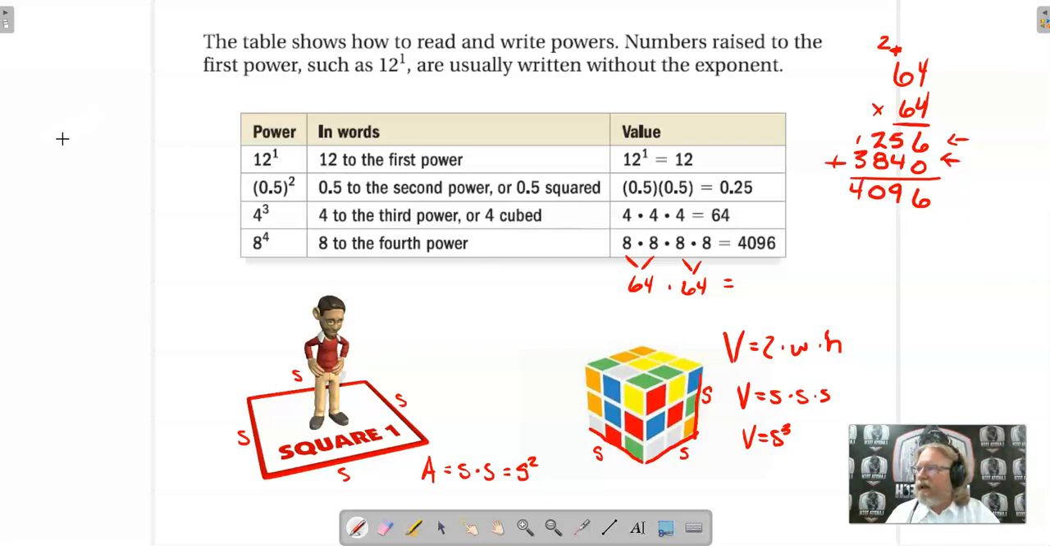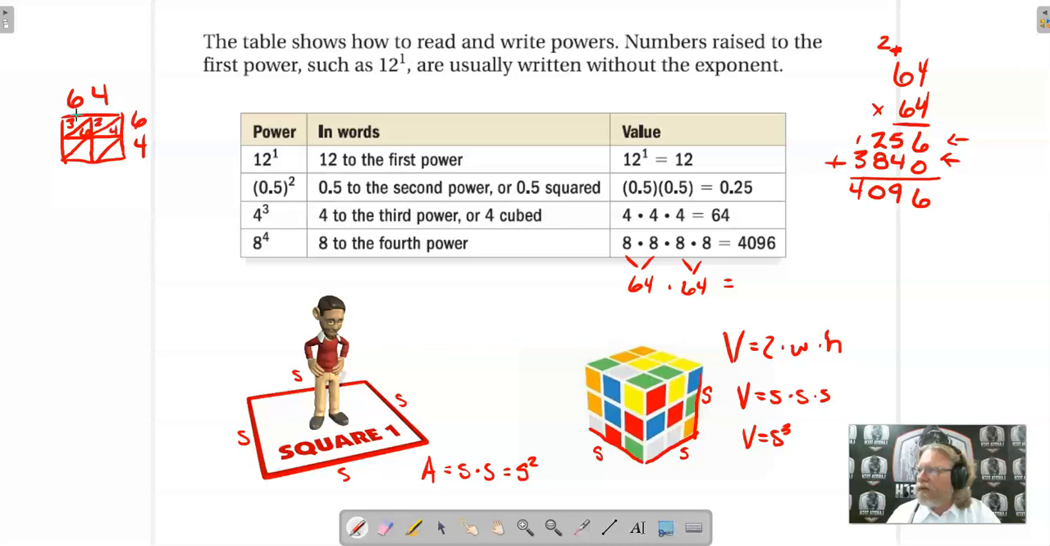Another way I could have done that is through the lattice method. I could do 64 times 64. This one's kind of cool. And then I make this here. So I have a column for the 6, a column for the 4, then the other 64, a column there and a column there. And then I'm going to put little lines through like this, diagonally. Now, 6 times 6 is 36. So I'm going to put the 10s there and the 1s there. And I should have made this a little bigger, I guess. 6 times 4 is 24.